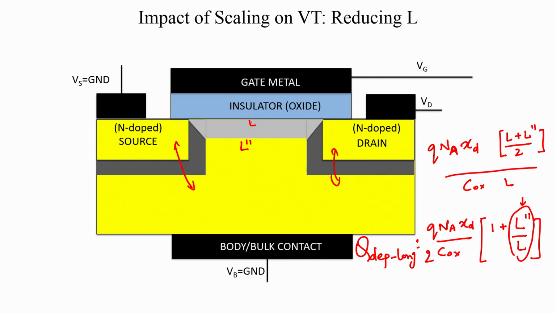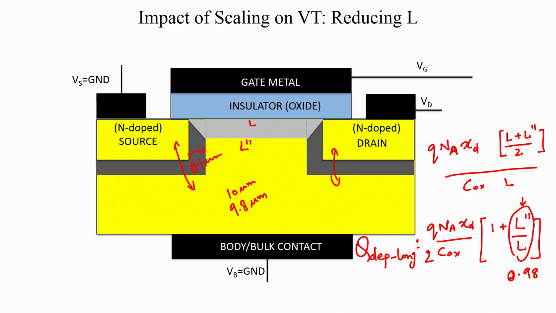Okay. So, say L is 10 microns, and this is say of the order of 1 or 0.1 microns, and therefore, L double dash is 9.8 microns. So, this number here is basically 0.98.